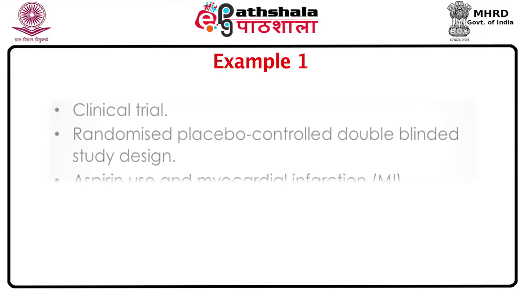To reduce scientific bias, we give them something called a placebo, which is in fact a drug which does not have any active ingredients. It is double-blinded in the sense that neither the recipient of the treatment nor the person allocating the treatment is aware of which particular regimen a particular subject may have received. If you are interested to know more about clinical trials, you will get more exposure on this in the modules on biostatistics. For now, let us look at a clinical trial of aspirin use and myocardial infarction.